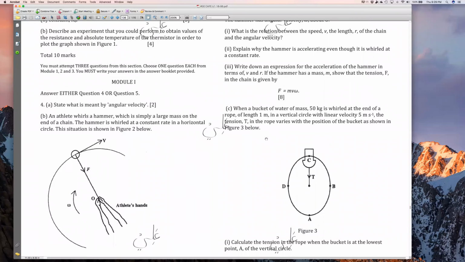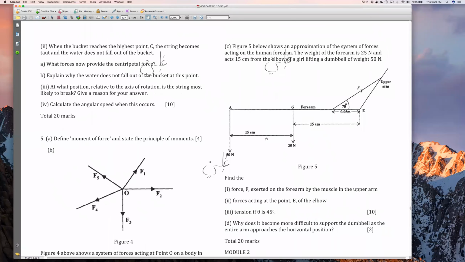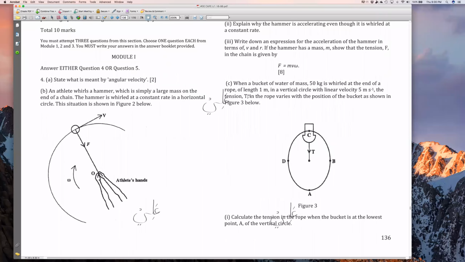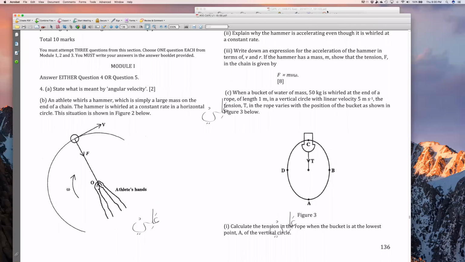The next part is about this bucket of water that we've been talking about, why the bucket doesn't fall on somebody's head. Calculate the tension in the rope when the bucket is at the lowest point. We said in vertical circular motion, the tension at the bottom must provide 2 things to the mass. It must provide a centripetal force, and at the same time, it must neutralize its weight. The equation we wrote for that was that the tension at the bottom would be mv squared over r plus mg.